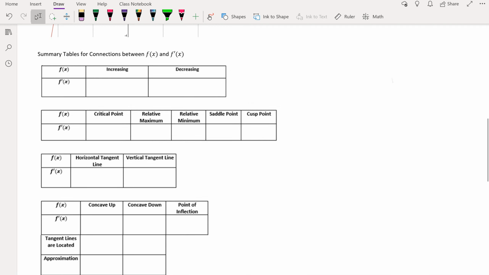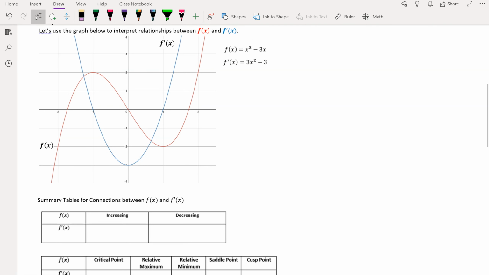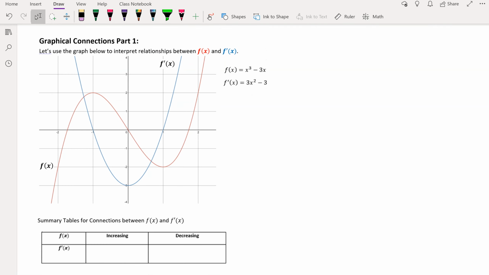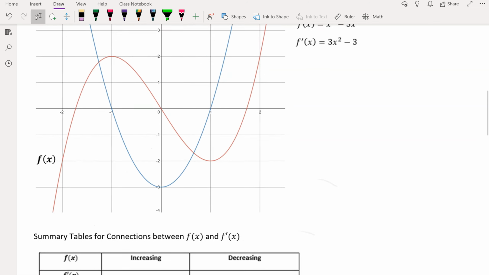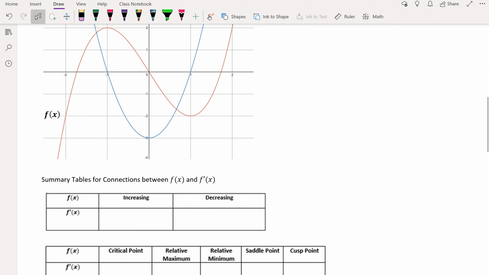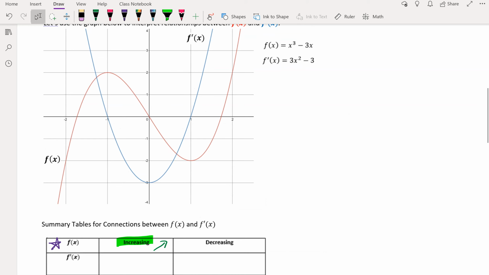Okay, now we're going to fill them out. So let's go ahead and use these graphs to fill out these connections. The first connection that we need to make is what's happening when f of x is increasing. So I'm going to highlight that in green, but I'm also going to draw what increasing looks like, so we remember what increasing looks like. I want you to draw the same. And then let's highlight where f of x is increasing on our graph.